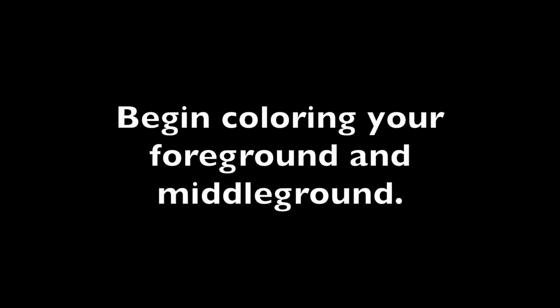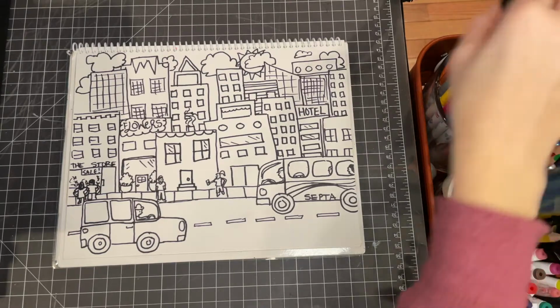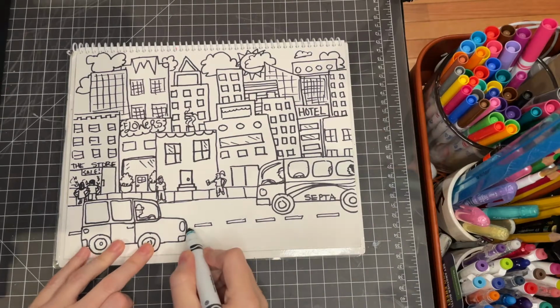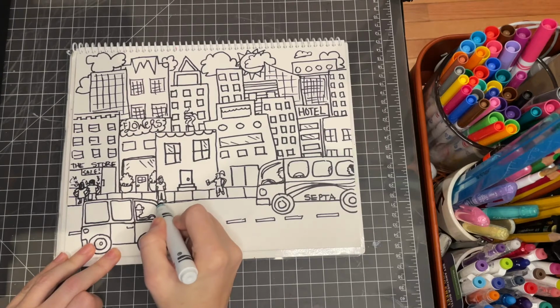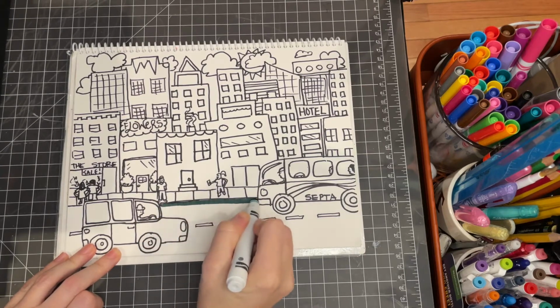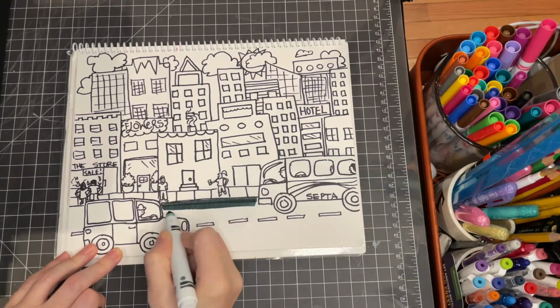The next step is to color your foreground and your middle ground. All right, we're going to save the background for next week because if you are taking your time, then you should not even get there yet.